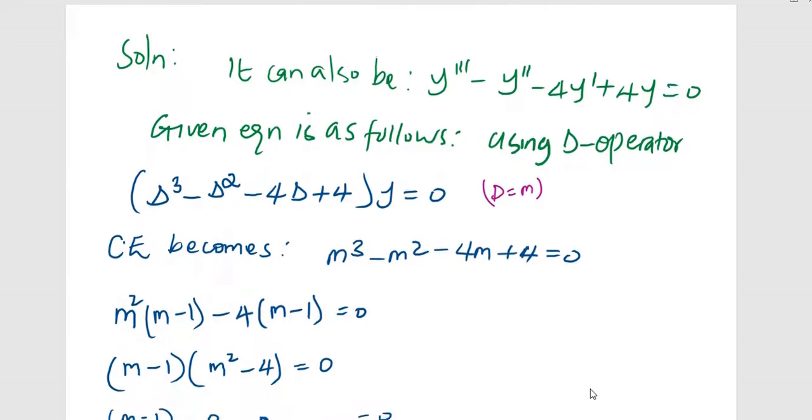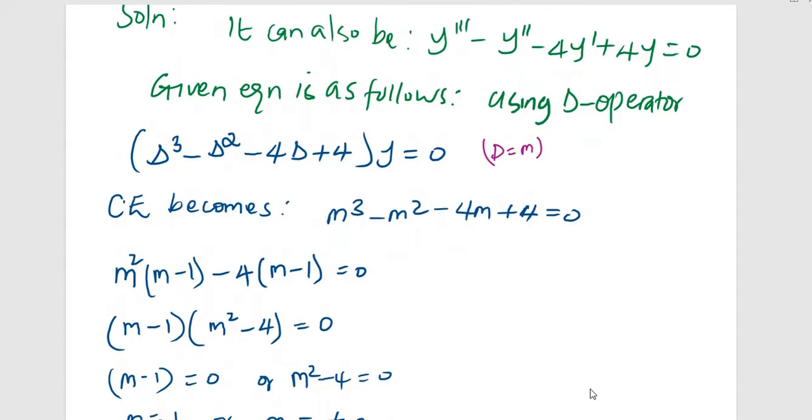Now this is a polynomial that can be solved by several available methods, and here I can see we can use the factor method. If I factorize out m squared, it will be m squared into m minus 1, minus 4 into m minus 1. That means I can factorize out m minus 1 because it is common. So that becomes m minus 1 into m squared minus 4, and it is equal to 0.